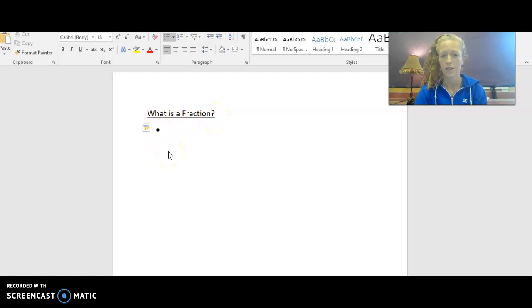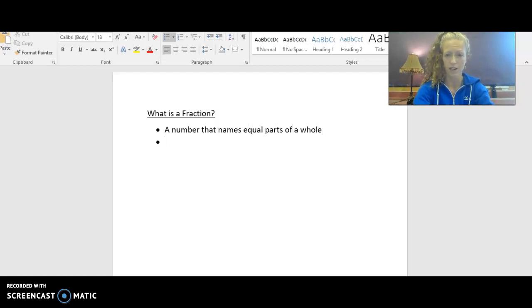Here we go. All right, so what is a fraction? A fraction is basically a division problem or a way to represent equal parts of a whole. And it's also like we're saying we're dividing the numerator by the denominator. And in that way, it represents a division problem. We're going to go ahead and write those definitions in. I'm going to say a number that names equal parts of a whole. And of course, you're welcome to put this in your own words.